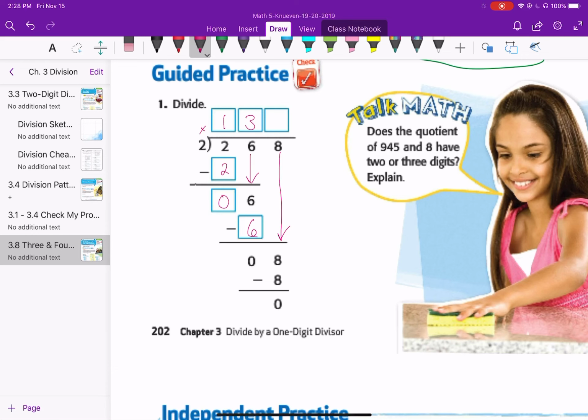Do you see how we're doing this all nice and vertical? You should. 2 goes into 8 4 times. I multiply 2 times 4, I get 8. I have 0 remainder, so that would be our proper answer.